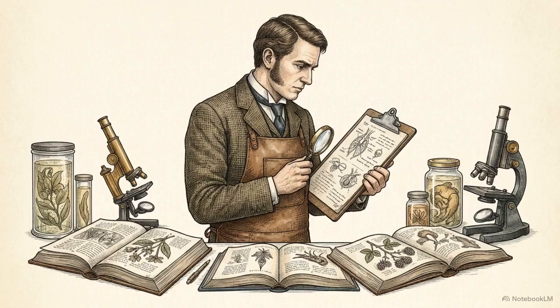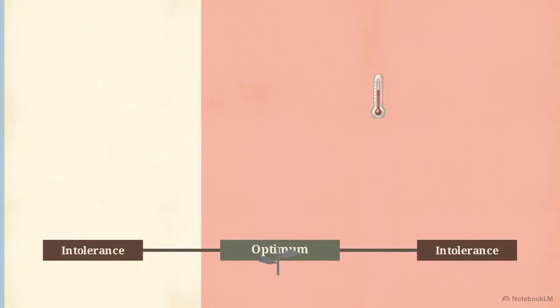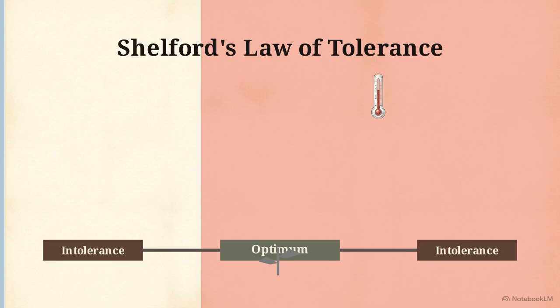In 1913, V.E. Shelford expanded this logic. He demonstrated that an organism is not only limited by scarcity, but also by excess. Too much water or too much heat can be as lethal as too little. This concept is Shelford's law of tolerance.